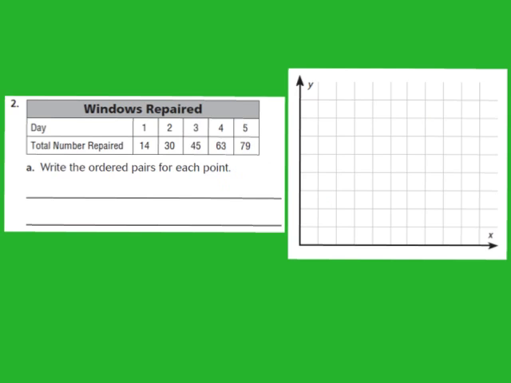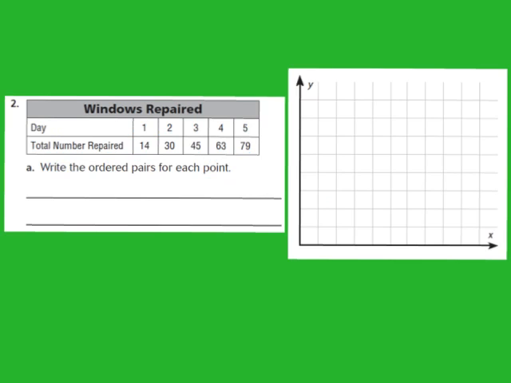Now let's take a look at question number 2. I have a table, and in that table it says windows repaired. They give me the number of days in the first row, and then I also have the total number of windows repaired in the second row. What they asked me to do for part A is write the ordered pairs for each point. Now, what I'm going to do first is this.